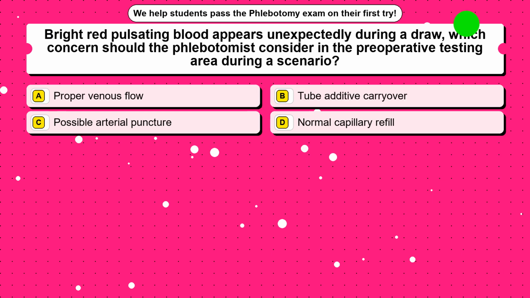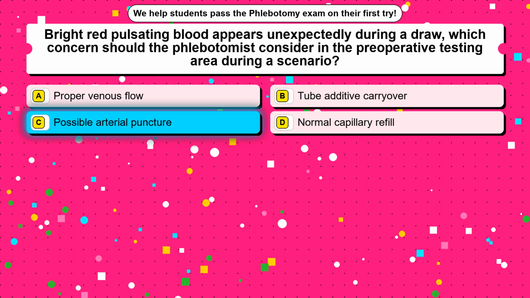Question 10. Bright red pulsating blood appears unexpectedly during a draw. Which concern should the phlebotomist consider in the preoperative testing area during a scenario? Option A. Proper venous flow. Option B. Tube additive carryover. Option C. Possible arterial puncture. Option D. Normal capillary refill.